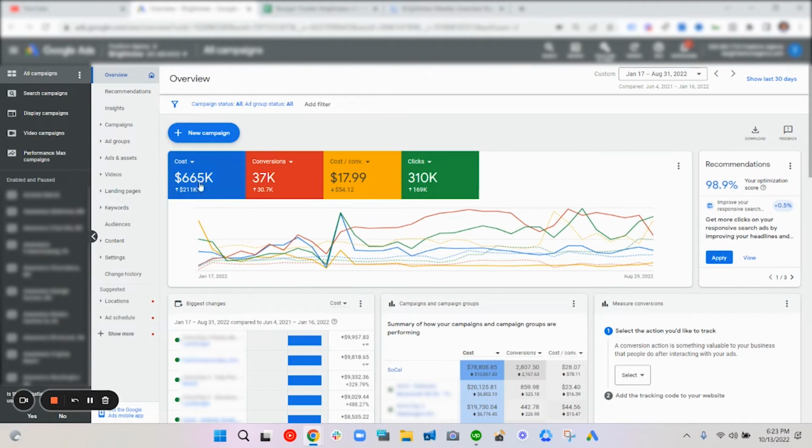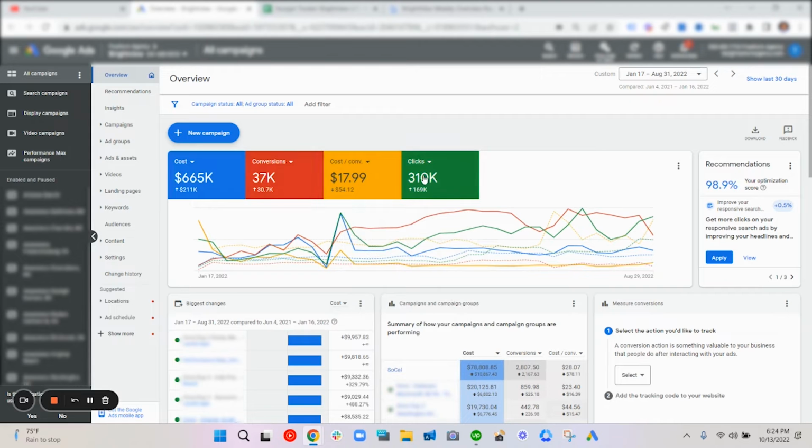So as you can see here, from the date ranges of January 19th to August 31st, I generated over 36,955 leads, reduced the cost per lead by 54 bucks, got 300K clicks and spent $664,000. So this is a lot of testing and lead generation in this account.